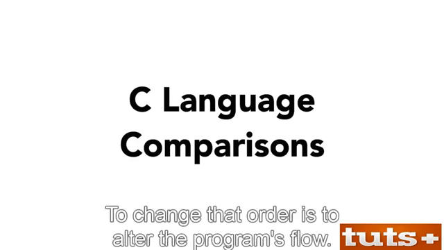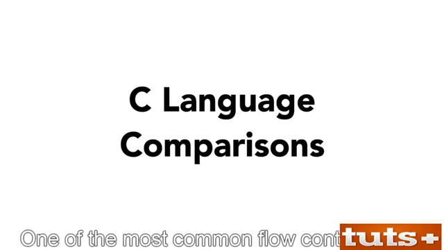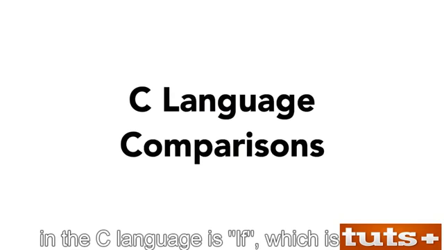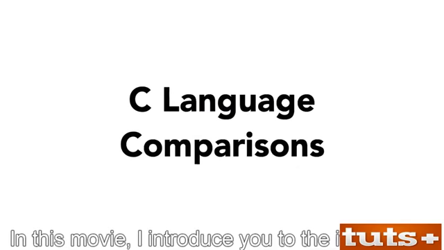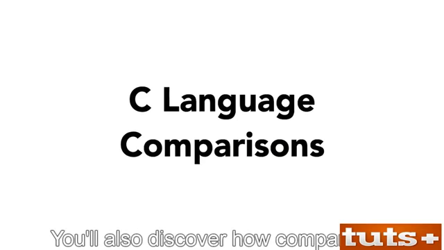One of the most common flow control words in the C language is if, which is similar to its human language counterpart, also called if. In this movie, I introduce you to the if keyword. You'll also discover how comparisons are made in the C language, as well as how to handle multiple decisions.